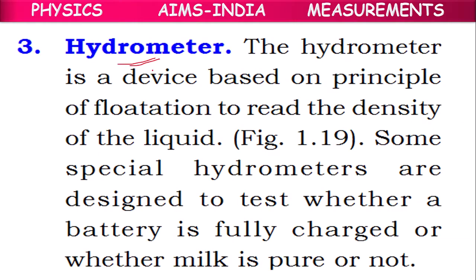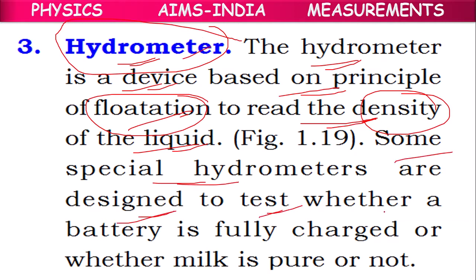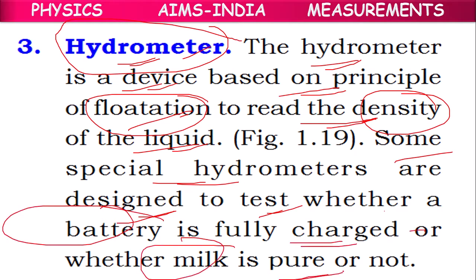Next, hydrometer. Here, children, hydrometer is a device based on the principle of flotation to read the density of liquid. To find the density of a liquid based on the principle of flotation, scientists have designed a machine called hydrometer. Some special hydrometers are designed to test whether a battery is fully charged or whether milk is pure or not. Even the purity of milk we can check with the help of a hydrometer. Even liquid batteries, we can check whether they are fully charged or not with the help of a hydrometer.